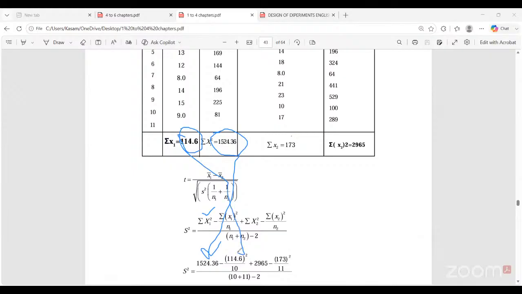114.6, 140. By total numbers, not 11. Only 10, 11 is there. Right? By 10 into 2965 plus minus 173 whole square by. Why 11 is there, I'm telling you: 11 is given only for x square. 10 is given for x1, 11 is given for the second, correct?